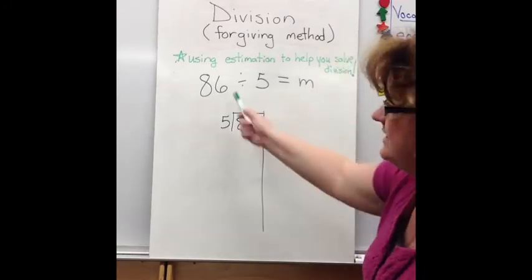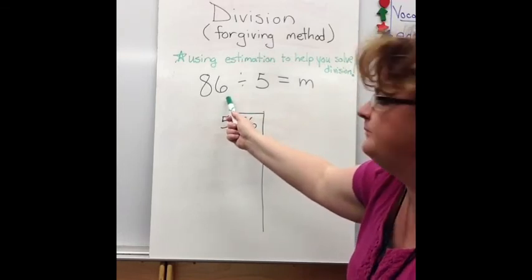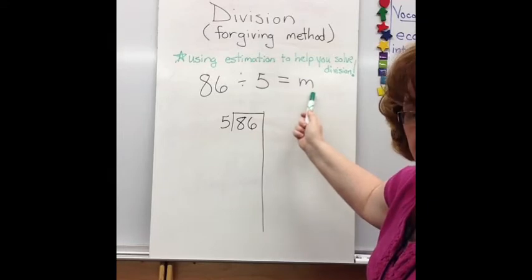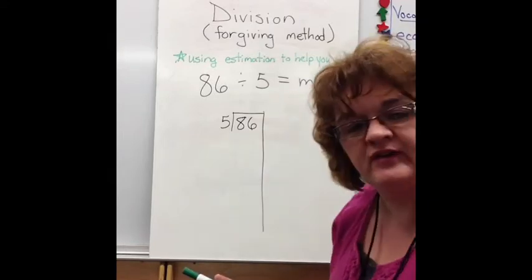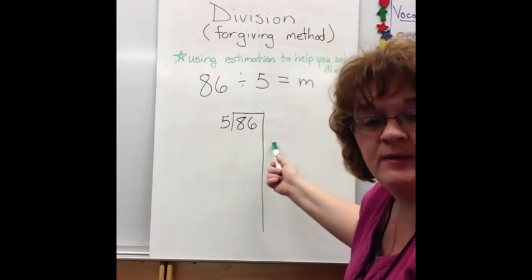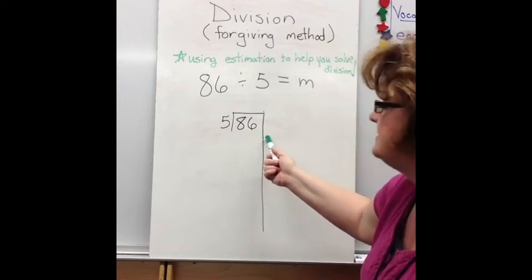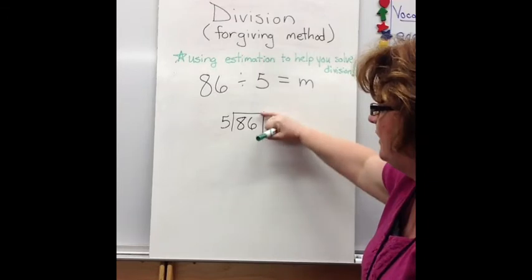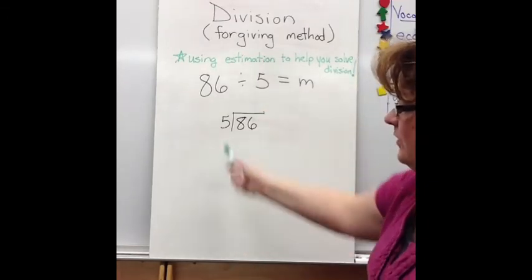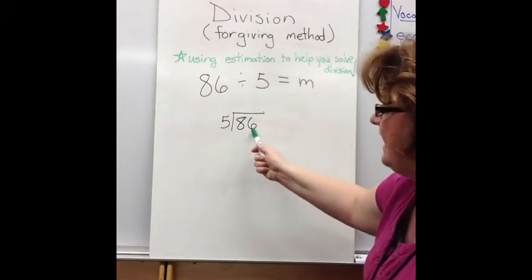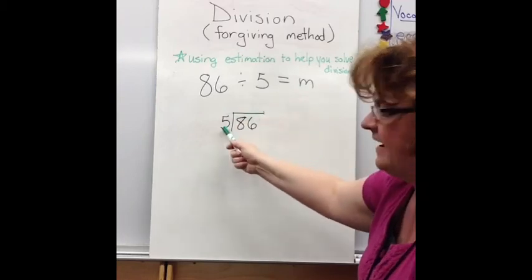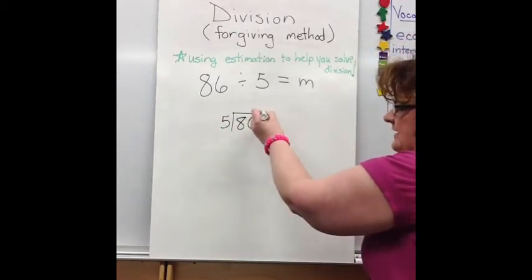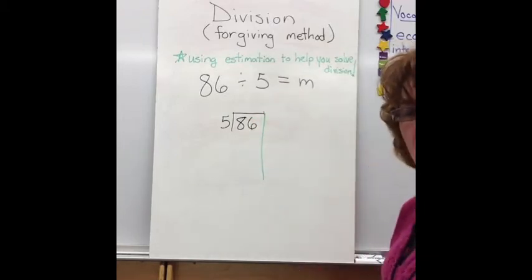So, you'll see a lot of division problems written like this. 86 divided by 5 equals something. When we do the forgiving method of division, we rewrite the problem to make it look like this. We put a 5 on the outside. Now, many of your parents will have seen it where it will look like this. When you see a problem that looks like this, 86 divided by 5, all you're going to do is simply go ahead and extend this line just a little bit. And I'm going to explain why here in a minute.